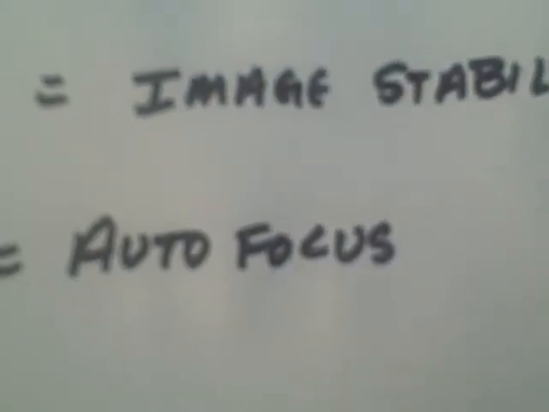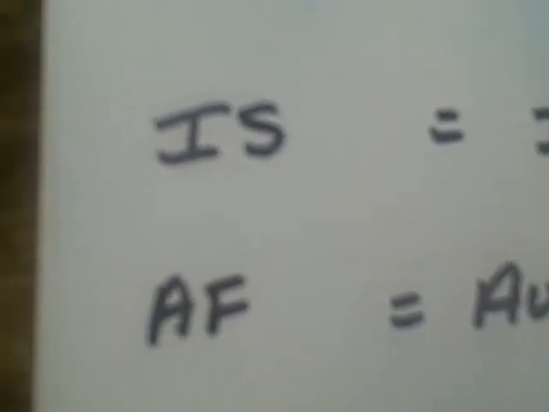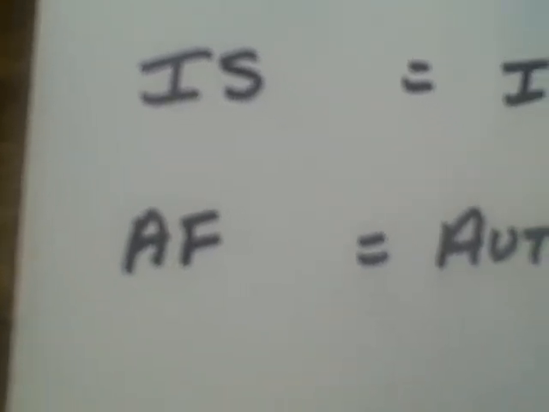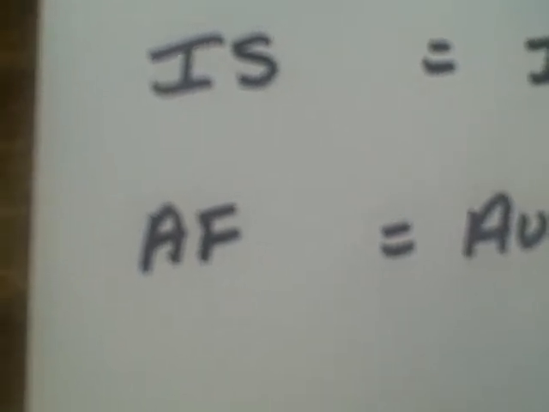The AF switch on your lens is your autofocus, and what that'll do is automatically focus the lens on the subject that you're taking a picture of. Make sure that's also turned on, unless for some reason you need to manually focus the lens. Real low light situations or something may demand it, and otherwise keep your IS and your AF turned on.